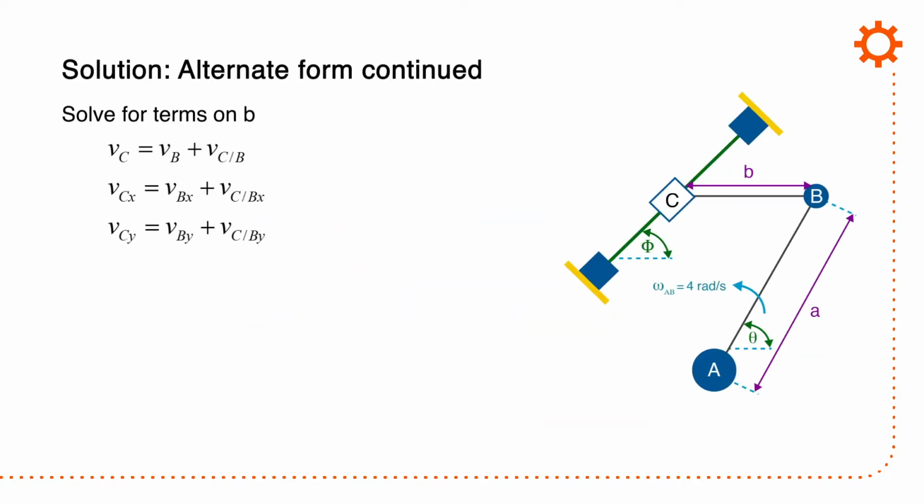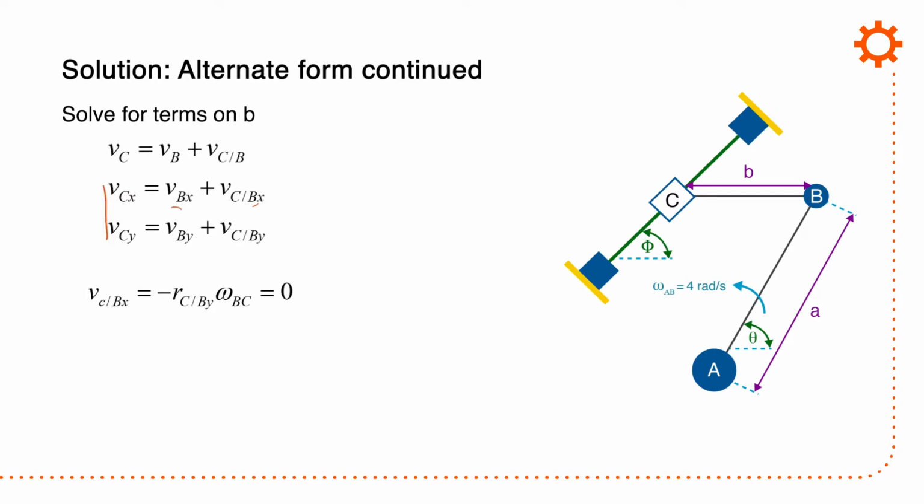To solve for the terms on B, I could say velocity of C is equal to velocity of B plus velocity of C relative to B. And of course, in terms of components, I could say velocity of C in the X direction is equal to velocity of B in the X direction, plus velocity of C relative to B in the X direction, and corresponding terms for Y. Velocity C in the Y direction, velocity B in the Y direction, plus velocity C with respect to B in the Y direction. Of course, the notation means that this term will cancel out, and I'll get that velocity C that I want.